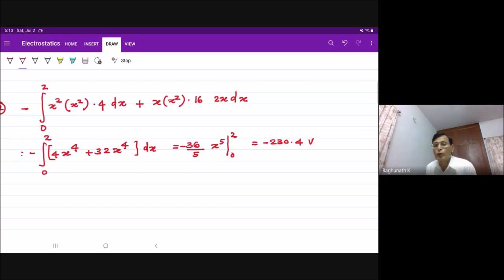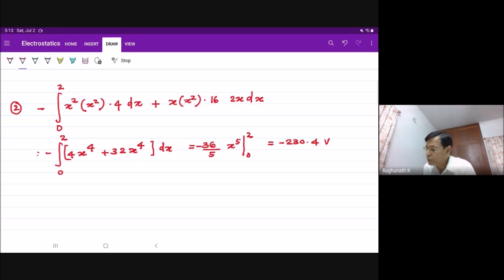Causal systems only can be realized in practice. Only conservative fields can be created in practice. Non-conservative fields cannot be created. Non-causal systems cannot be implemented in real time.